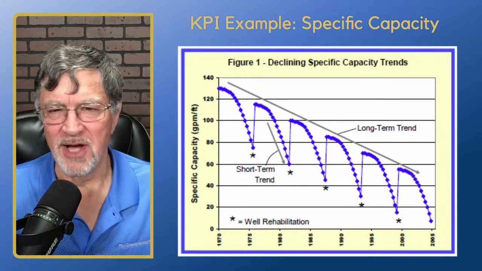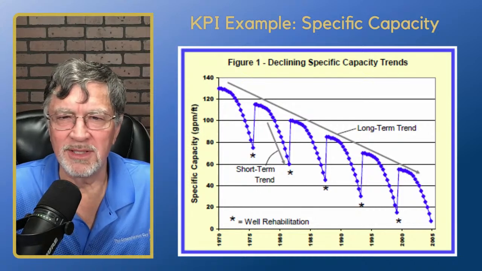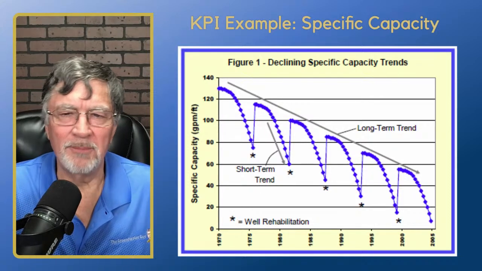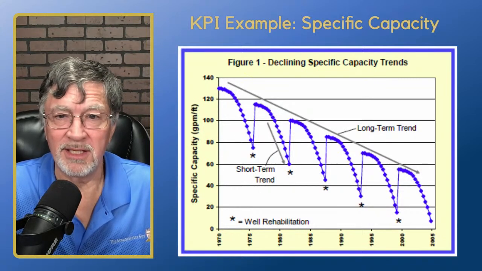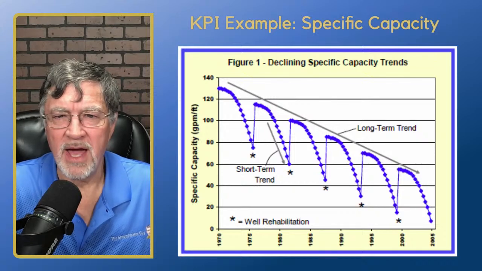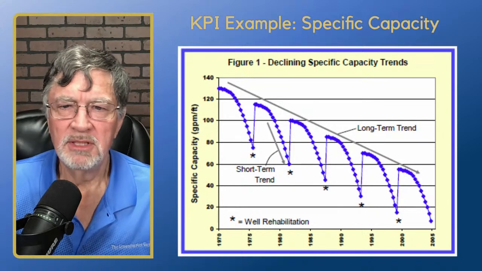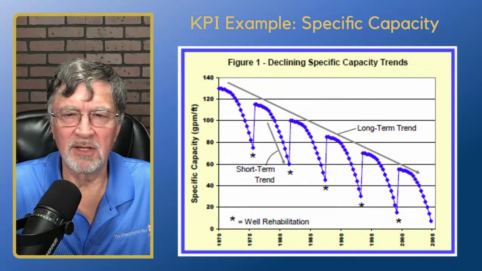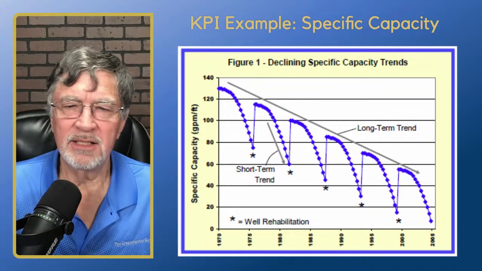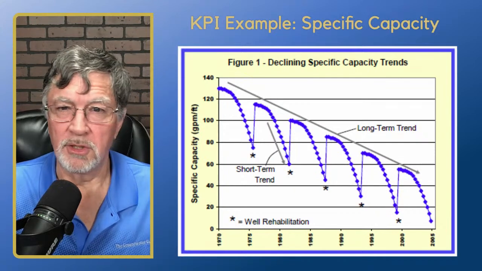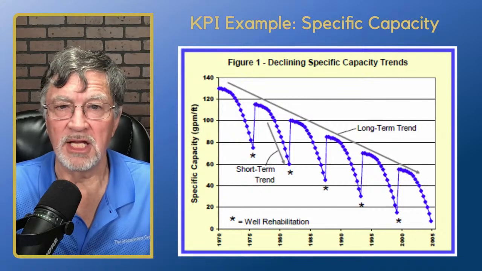This is kind of an idealized diagram for the sake of discussion, but we get down to the point where we've lost, in this case, they've lost 50% of their specific capacity, which is not good, and so that little star there down below is where they've done well rehab. And so because it declined so far, they may have only gotten back not all of their original capacity in this well. So you may start off at about 115.